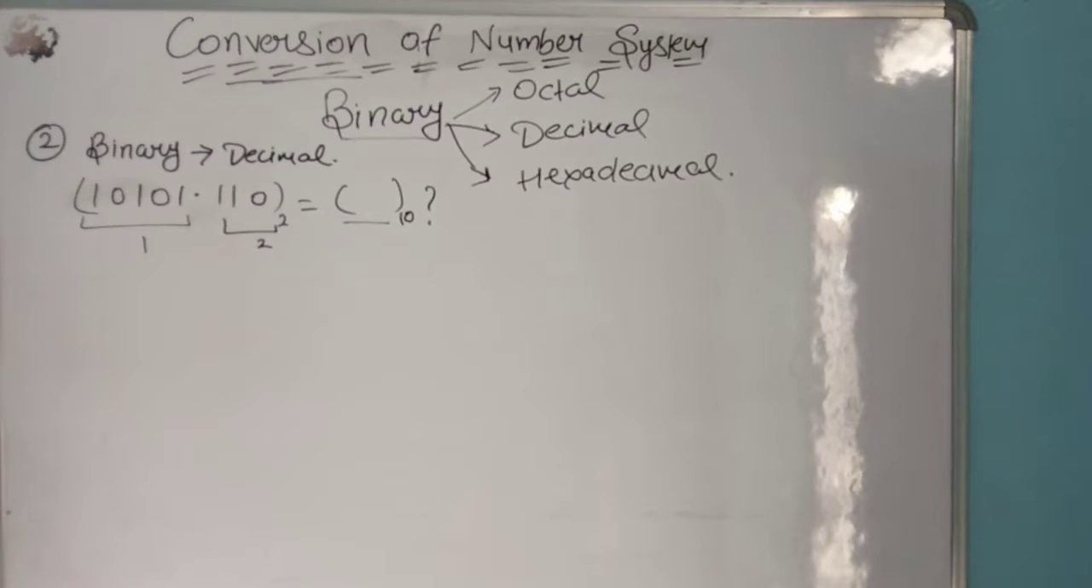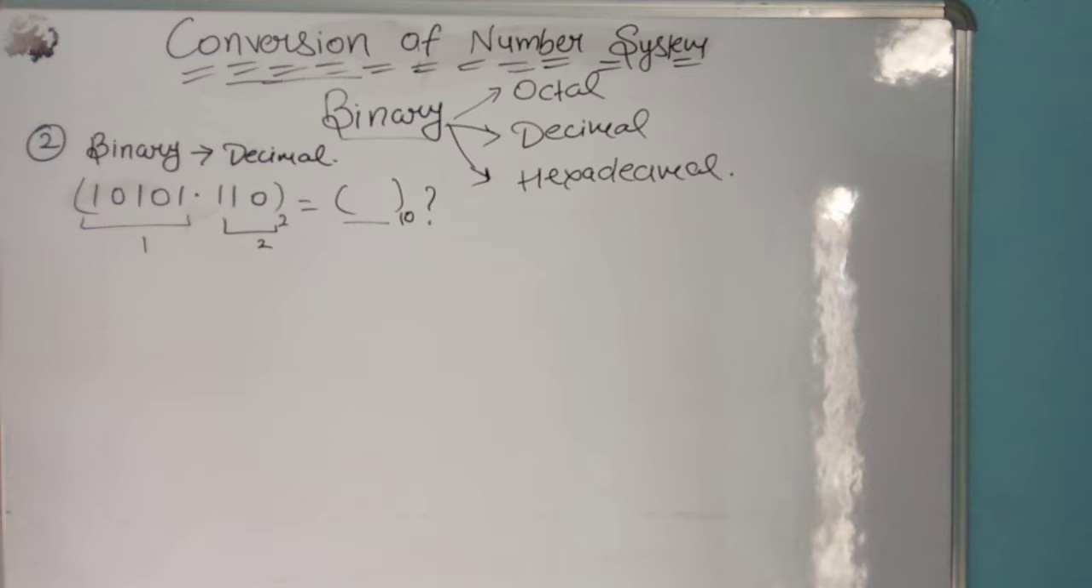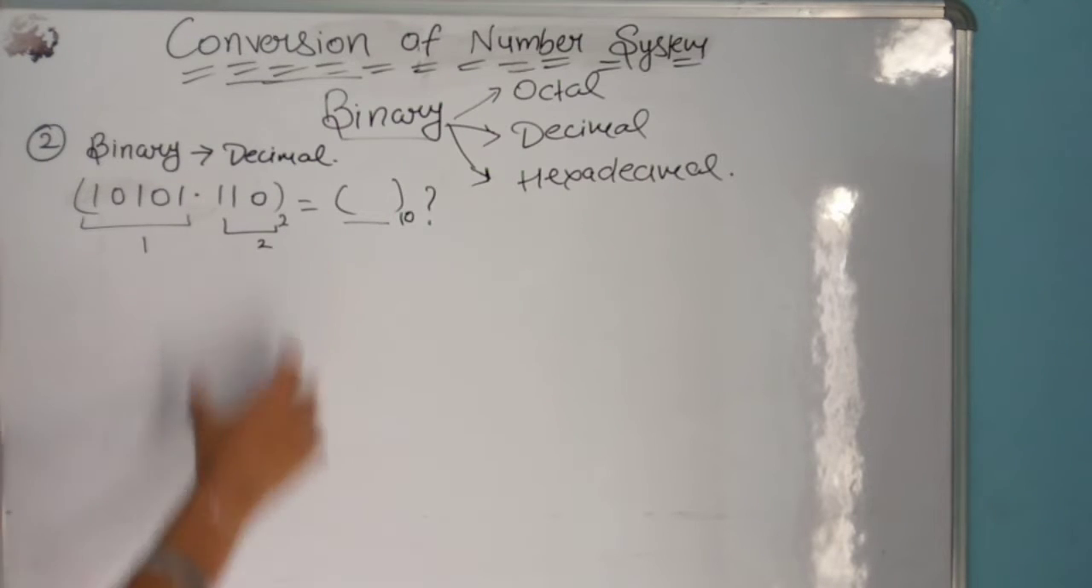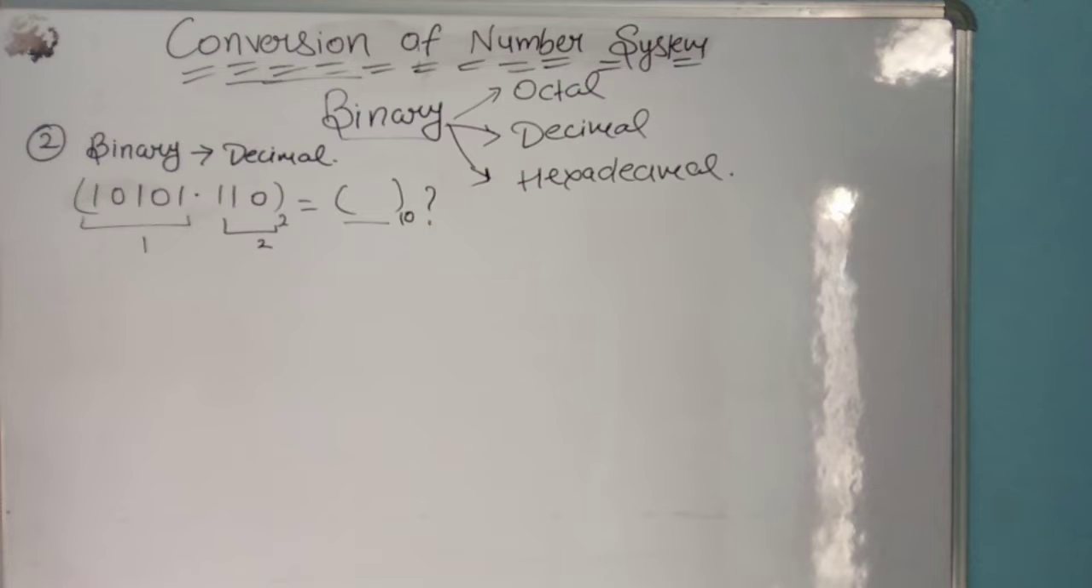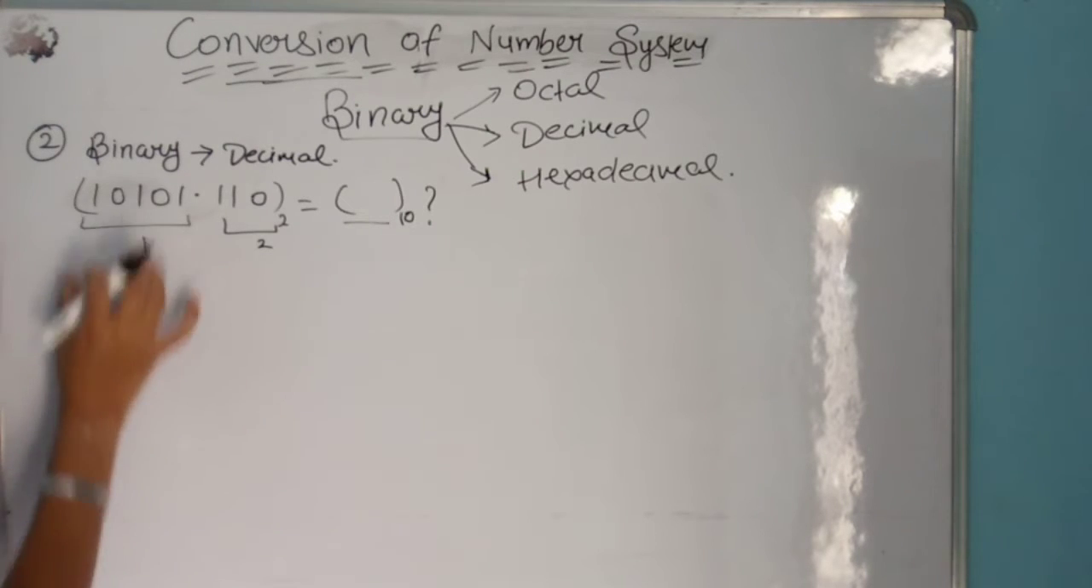Now we will discuss binary conversion with the decimal point into a decimal number. Our question has two parts: this is the first part and this is the second part. We apply the previous method on this part, and for this part we use a different method. Let us take this part only and write it here.